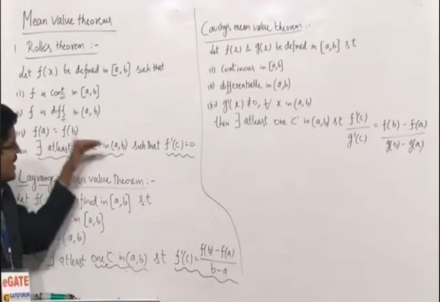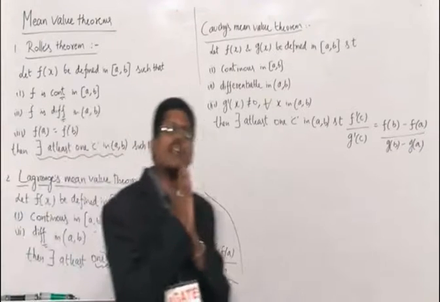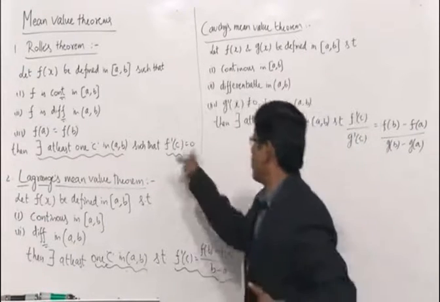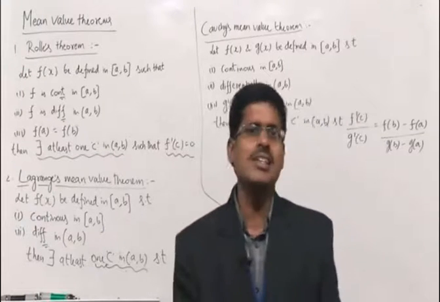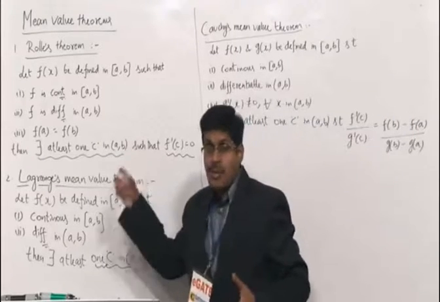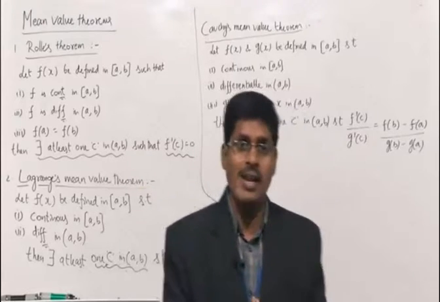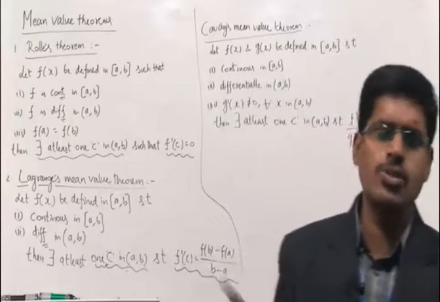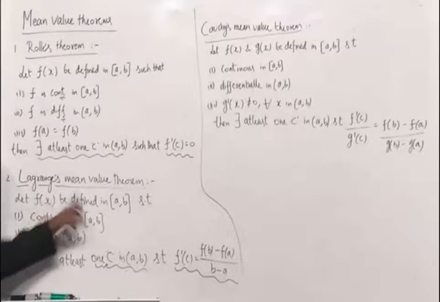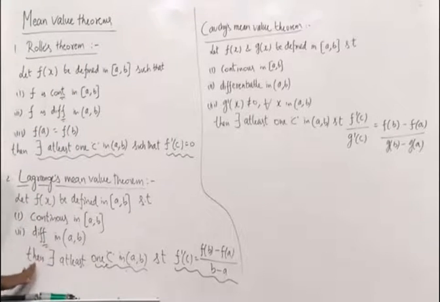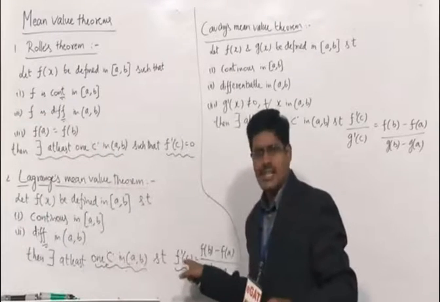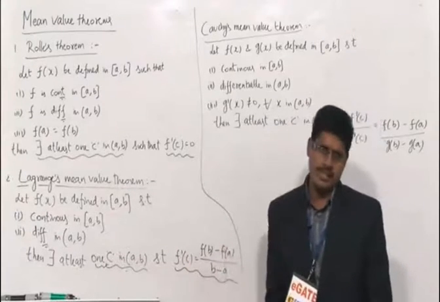Stage 2 is our conclusion. Then there exists at least one c in open interval (a, b). That means between a and b there are many numbers, but you find a number denoted by c such that the derivative is equal to 0. At that number, the derivative is equal to 0. What is f'(c)? The derivative of f(x) at x equal to c. That is what Rolle's theorem tells. Now, Lagrange's mean value theorem tells the same: as I explained earlier, continuous, differentiable, then between a and b you find a number c such that the derivative at c, that is f'(c), is equal to (f(b) minus f(a)) by (b minus a).